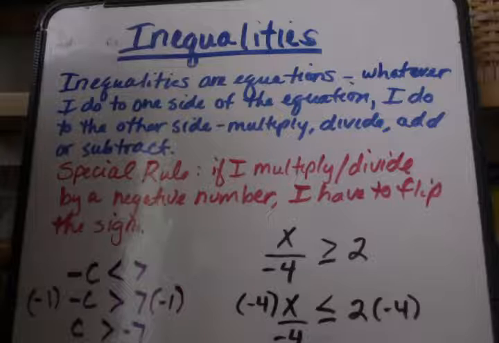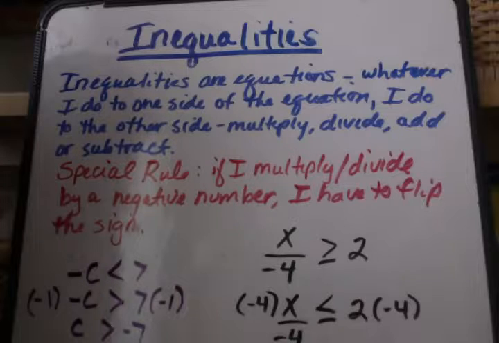So just like equations, whatever I do to one side of the equation, I do to the other side. So if I multiply a number by one side, I have to multiply it by the other, or divide. If I divide something on one side of the equation, I divide by the other. If I add or subtract a number, I have to do it to both sides of the equation. And remember, the equation is separated by the sign. And in our case now, it's not just an equal sign anymore. It's going to be an inequality, a less than or greater than sign.